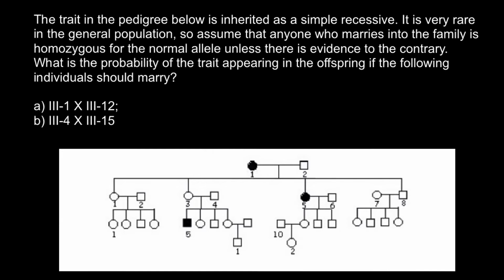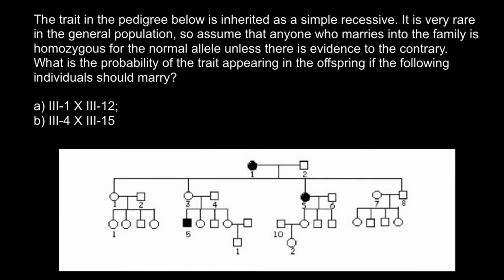Today's problem is: the trait in the pedigree below is inherited as a simple recessive. It is very rare in the general population, so assume that anyone who marries into the family is homozygous for the normal allele unless there is evidence to the contrary. What is the probability of the trait appearing in the offspring if the following individuals should marry?